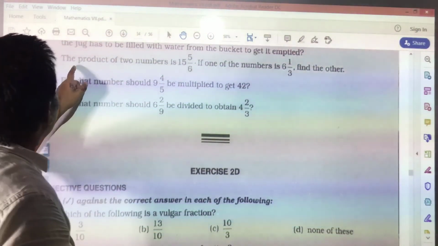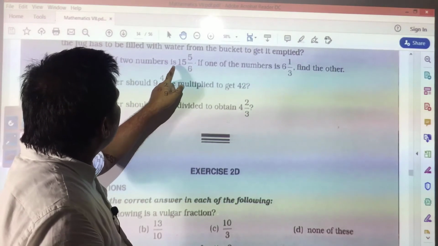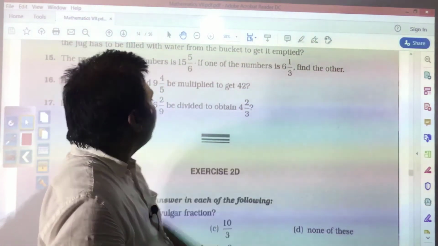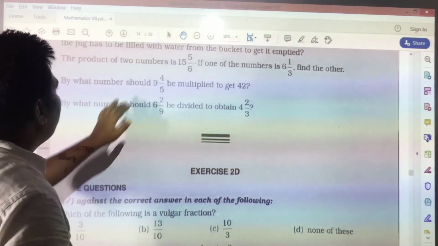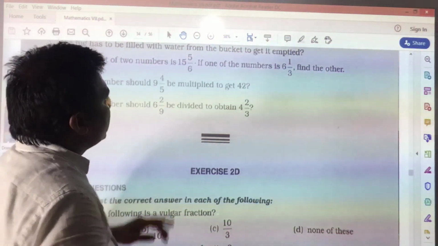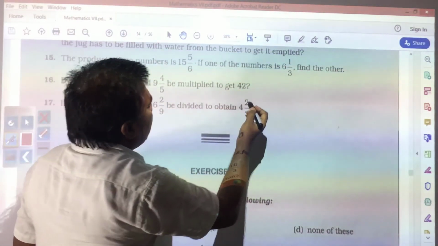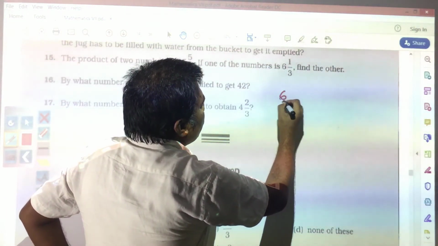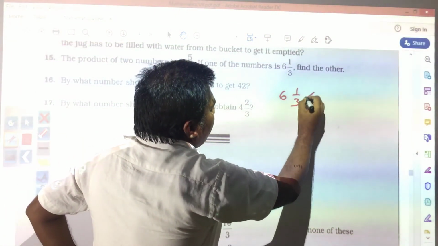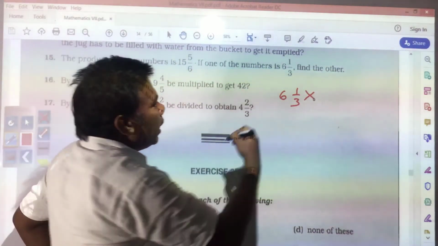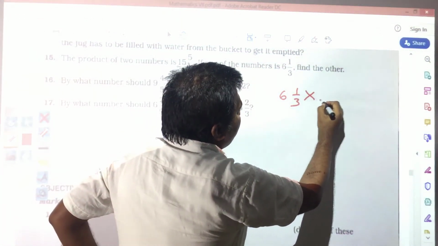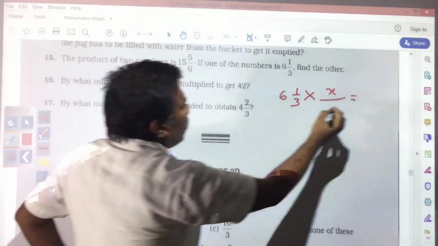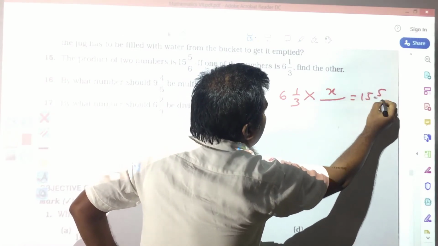Next question you have, the product of two numbers is 15 whole 5 by 6. If one of the numbers is 6 whole 1 by 3, find the other. Similar questions already I have told you. The product of two numbers, suppose any two numbers are there, and one number already has been given. One number you have 6 whole 1 by 3. Product means multiplication. The other number you need to find out, suppose this is x, and product you have been given 15 whole 5 by 6.